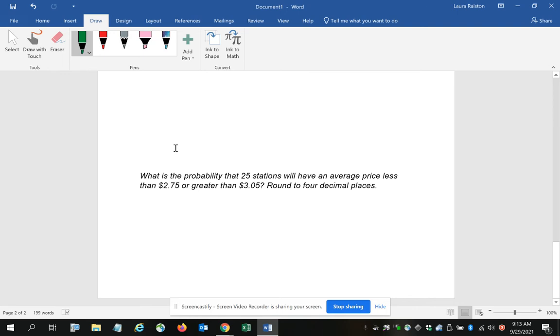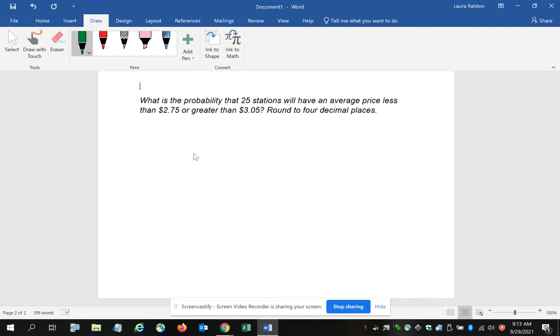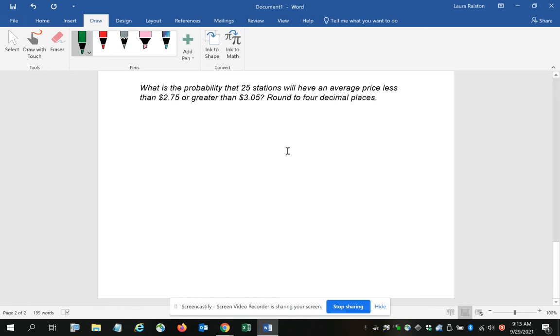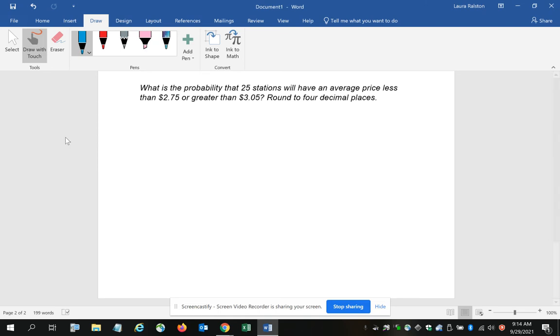Okay, then let's look at this last one. It says, what is the probability that 25 gas stations have an average price less than $2.75 or greater than $3.05? And I picked this example because this is a special case. So I want to make sure you understand how to do it.